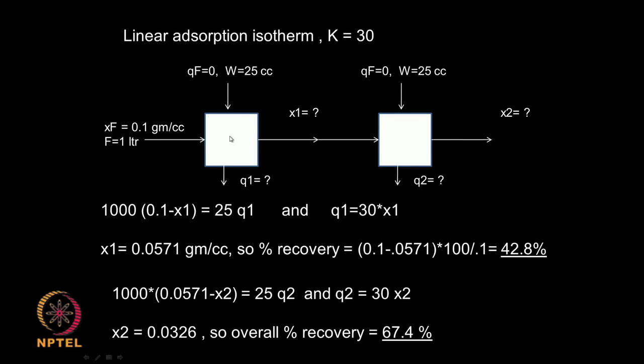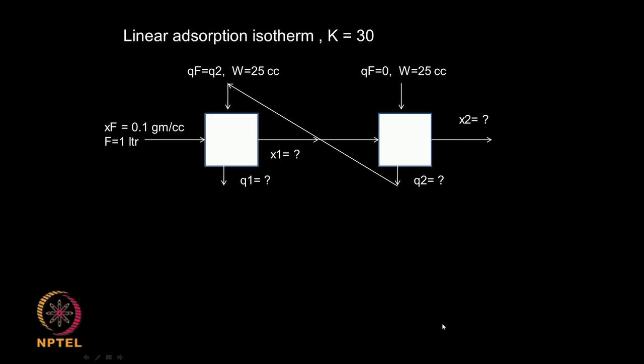So, as you can see, just like extraction, when I move from one stage to another, this is cross flow type, because every time I am adding fresh adsorbent, I am improving the adsorption from 42 to 67%. Okay, now I have done something interesting.